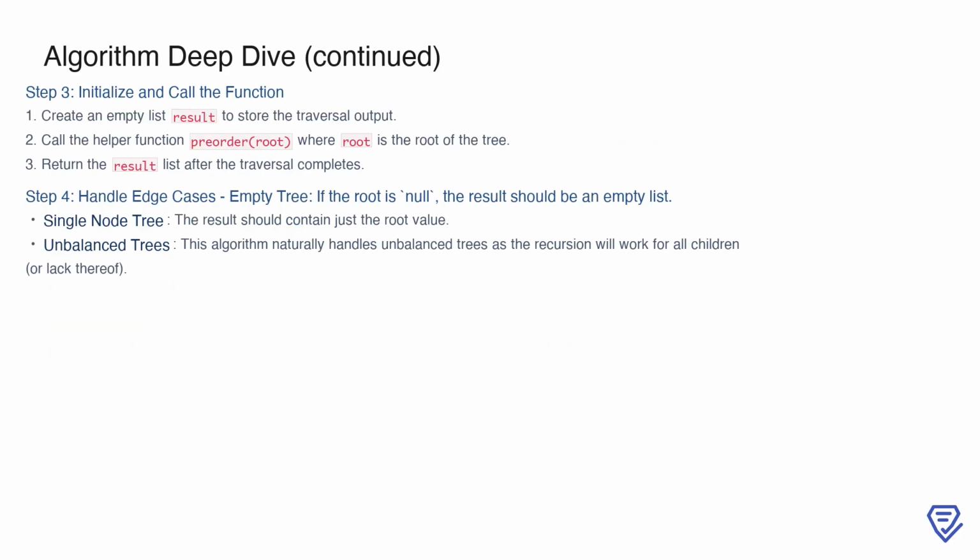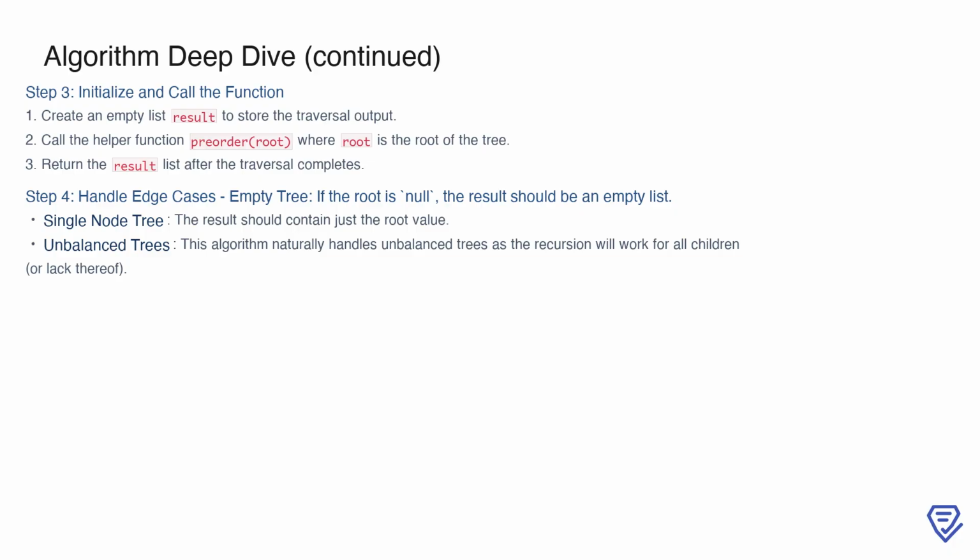Once the recursive function is defined, the next step is to initialize and execute it. First, we create an empty list, result, which will store the values of nodes as we traverse the tree in preorder. Then, we call the preorder function, passing in the root of the tree to start the traversal. After the function completes, we return the result list, which now holds all node values in the correct order.